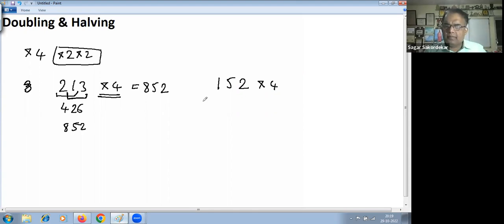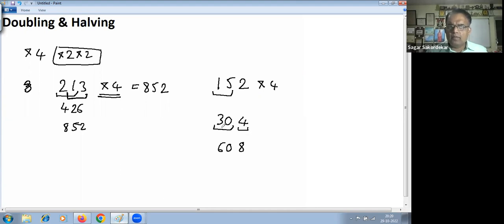Yeah, is that correct? So here you'll have to take this as a block. Double of 2 is 4. Double of 15 is 30. So again you have to double with this group. Double of 4 is 8. Double of 30 is 60. 152 into 4 is 608.